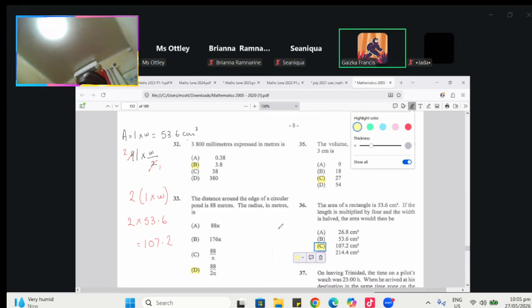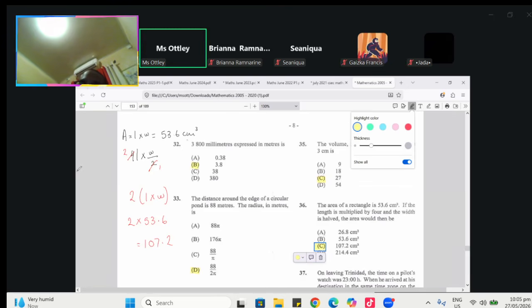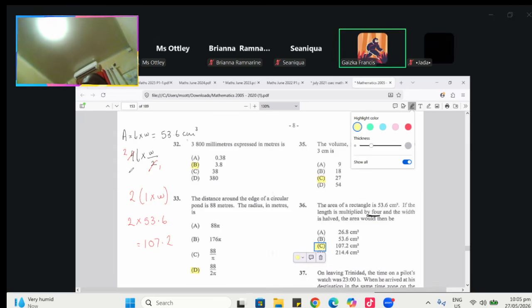Miss, where did you get the 4 from? It's not 41, it's 4L, 4 lengths, because they told us that the length is multiplied by 4. So L by 4 would be 4L. And then the width is halved, so that's why I have W divided by 2.